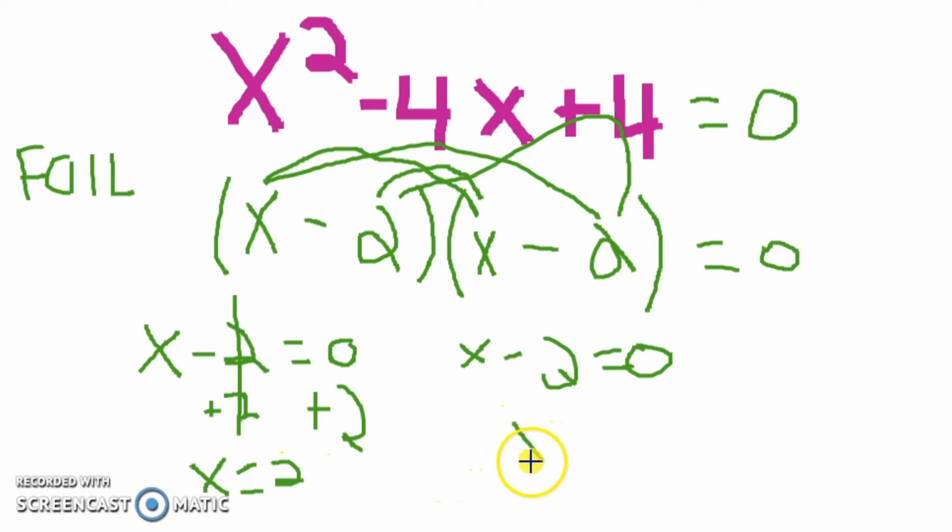And we get the same thing over here. We add the 2 to both sides. We get x equal to 2. So our only solution for this problem is x equal to 2. We just get it twice, which doesn't change the answer.